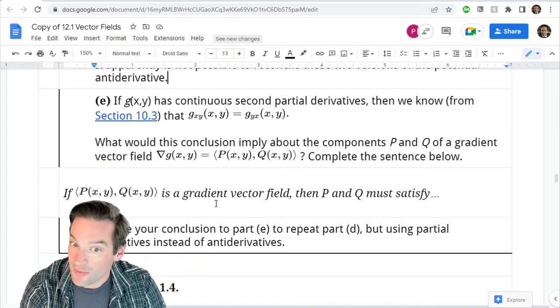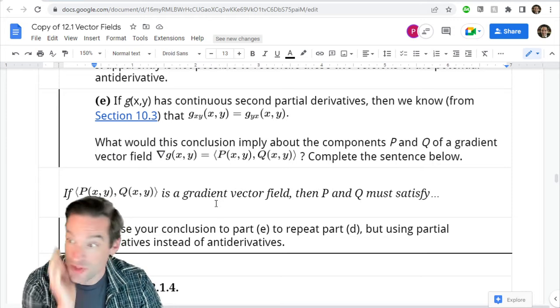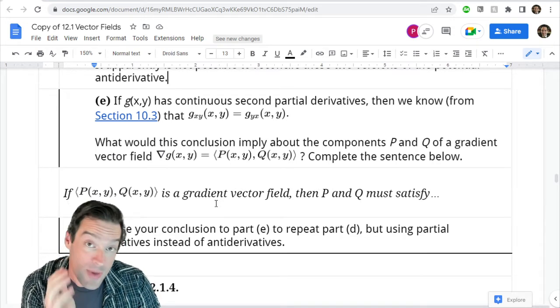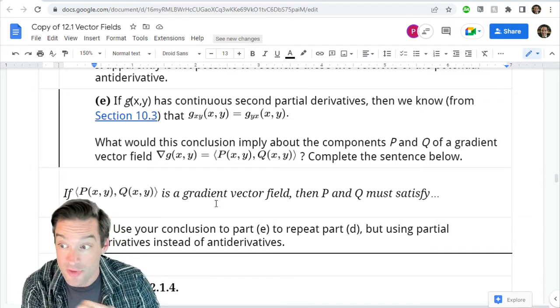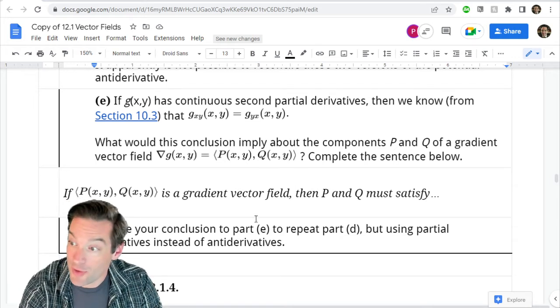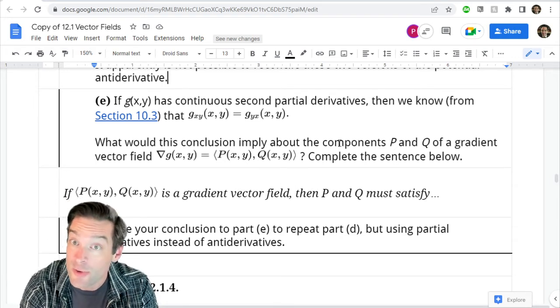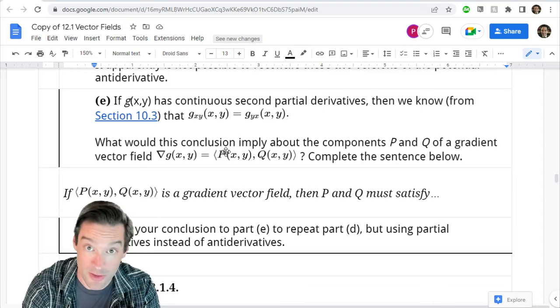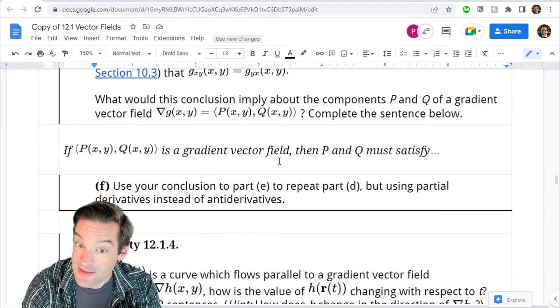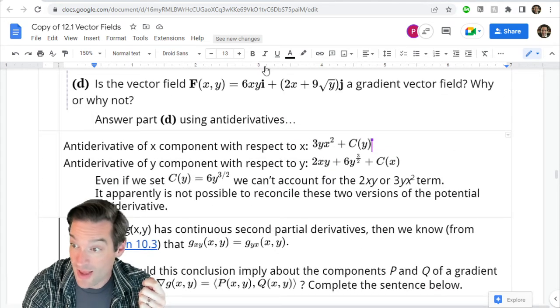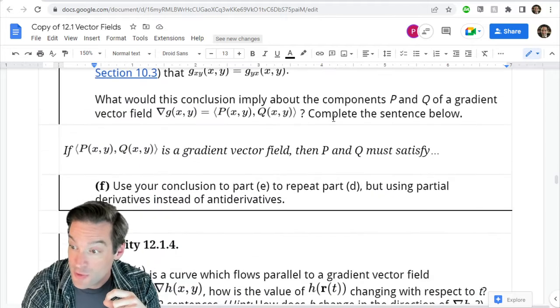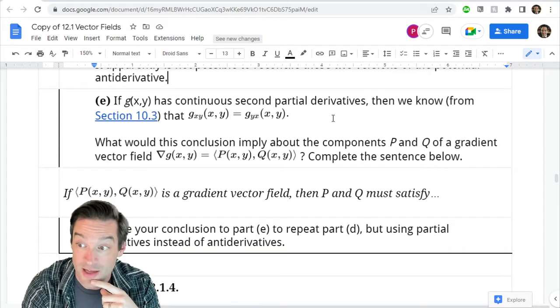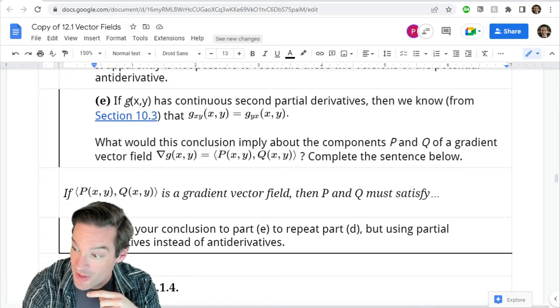And so to do that, my reminder to you in part E is that if I have a function g that has continuous second-order partial derivatives, then the mixed partial derivatives, the xy and the yx second partial derivatives, are equal to one another. So if we take the x partial and then the y partial, we get the same function as if we took the y partial and then the x partial. And so the first question is, what does that tell us about the components of a gradient vector field? So if I have a vector field that I know is a gradient, and its components are called p and q, then what does this second-order partial derivative equality tell me about the functions p and q? And then that's going to give us a way to redo part D to test this vector field for whether it might be the gradient of something, but using derivatives of its components rather than trying to take antiderivatives of its components. So that's how we'll wrap this up in parts E and F.